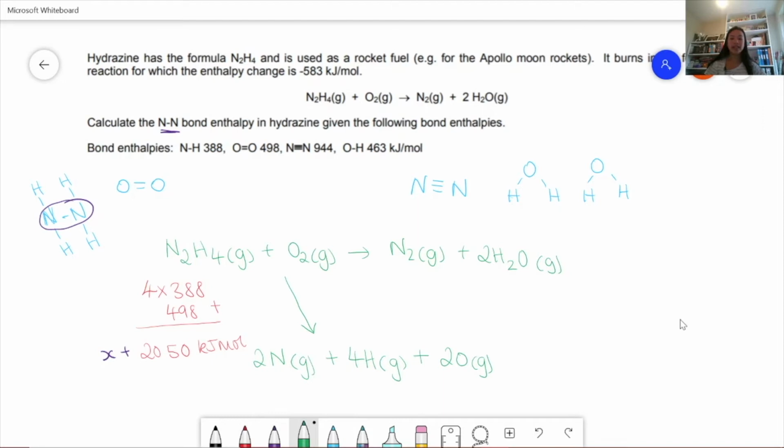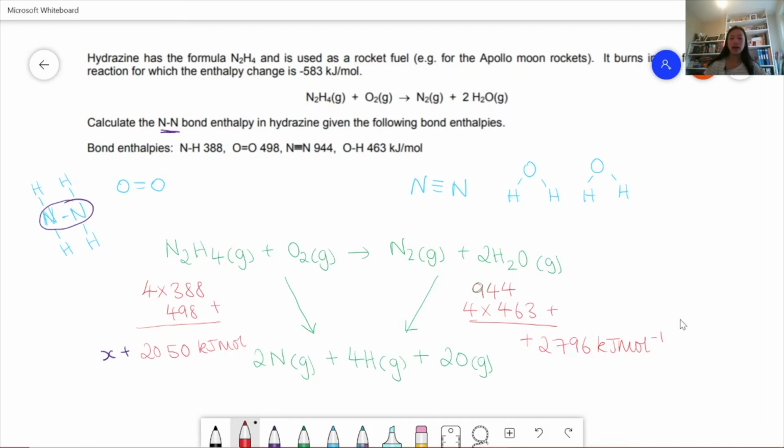With this side, it's the same. If we go from nitrogen to 2 nitrogen atoms, that's going to be the bond enthalpy again, so we use this bond, which is nitrogen 944. Then we add on what the 2 waters are. We've got 1, 2, 3, 4 OH bonds in total, so we add on 4 times 463. That comes to a total of plus 2796 kilojoules per mole.